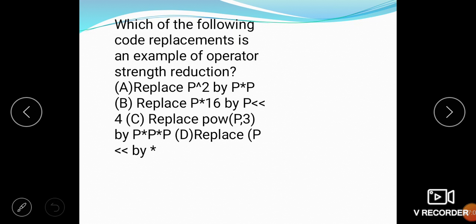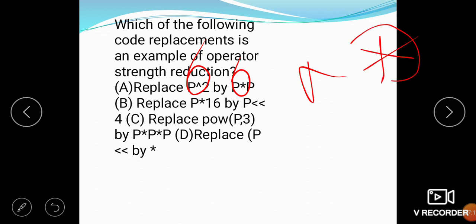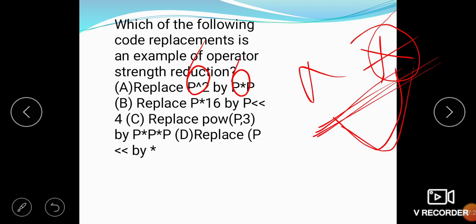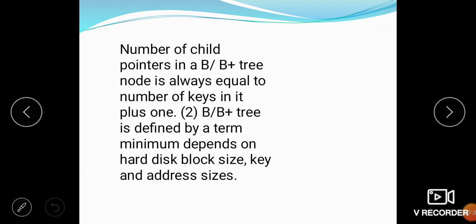Half adder is required to generate the LSB, that is the least significant bit. Okay, so now reduce this code, which is the strength reduction. When you replace this power with multiplication, that is not a reduction, it takes the same time for both. Now here, replace this multiplication with the shifting operator. This option B is correct, because this is a reduction in time.